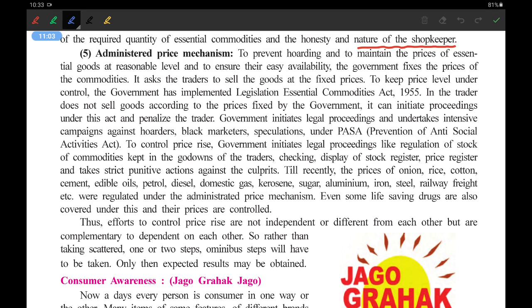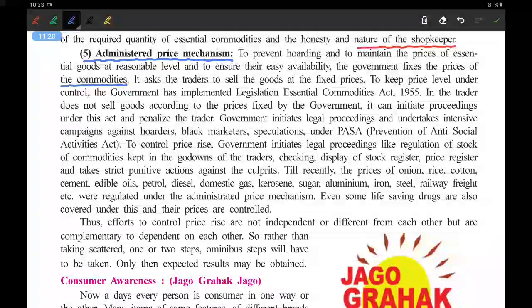The next topic is the administered price mechanism system. See, the administered price mechanism system is to prevent hoarding, to maintain the price of essential goods at a reasonable level and to ensure their easy availability. The government fixes the price of the commodity. What does the government do? They fix the price. Okay.